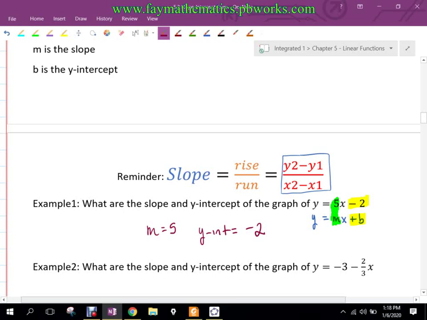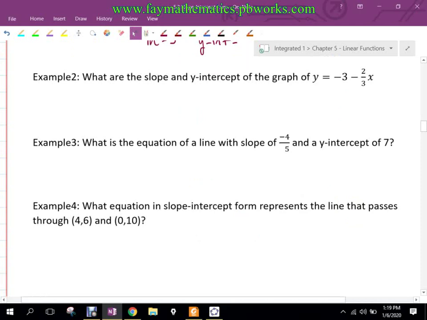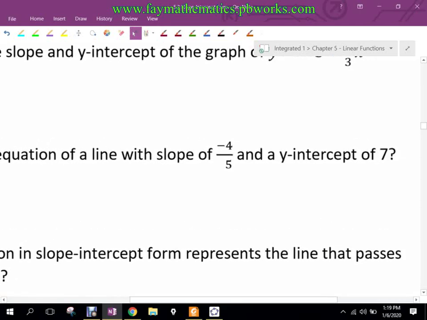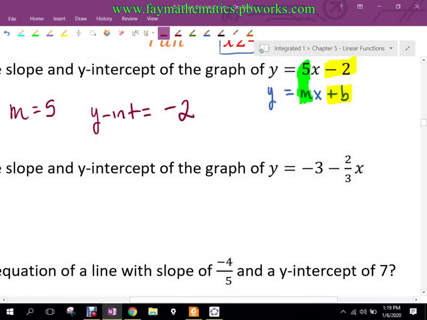So y equals 5x minus 2, 5 is the slope, -2 is the y-intercept. This one down here is a little bit different. Example 2, still asking what the slope is, still asking what the y-intercept is, okay? But is this right now in y equals mx plus b form? No, okay? Now you can rewrite it if you want to, but I like to use the fact that the coefficient of x is always your slope.